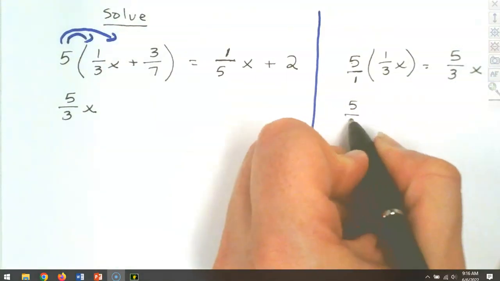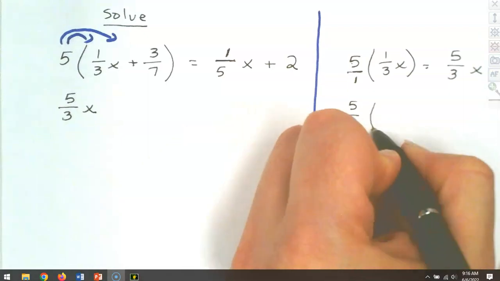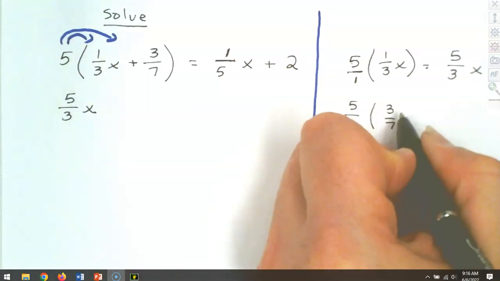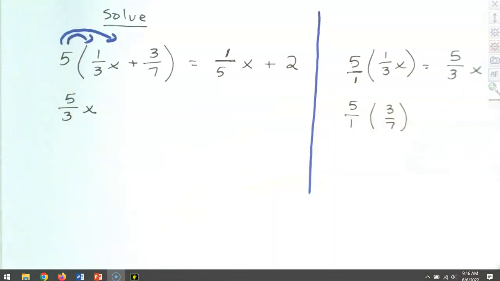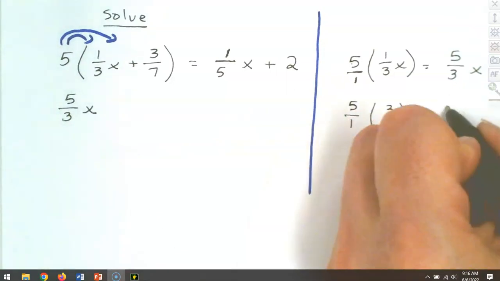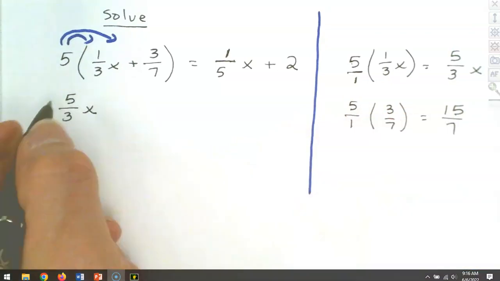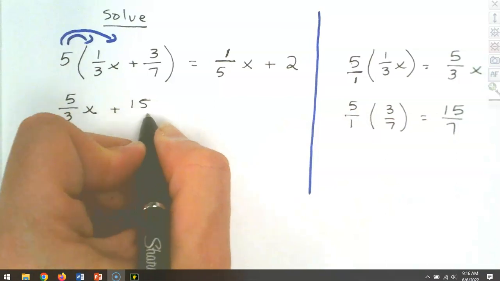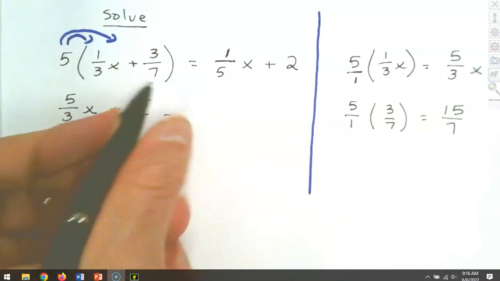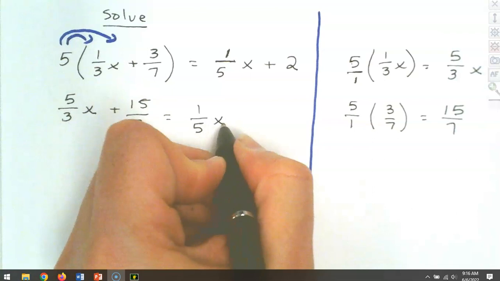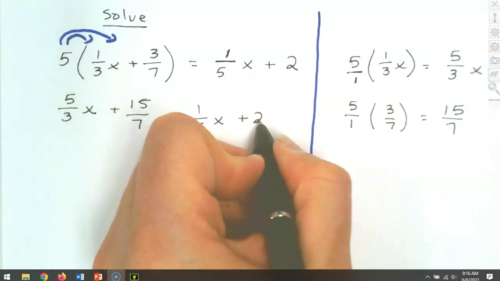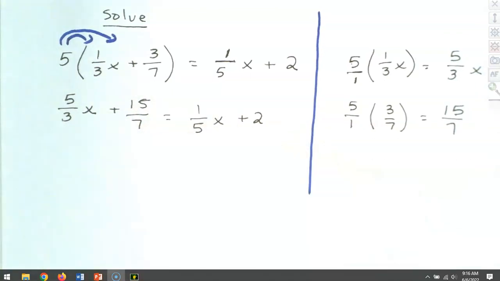Do the same thing with the other one. 5, and you can make that 5 over 1 if it helps, times 3/7. Well, again, the 5 and the 7, those can't cancel, so we multiply. 5 times 3 is 15. 1 times 7, that makes it a 7. So now, all of our parentheses are gone. We now need to clear out our fractions.